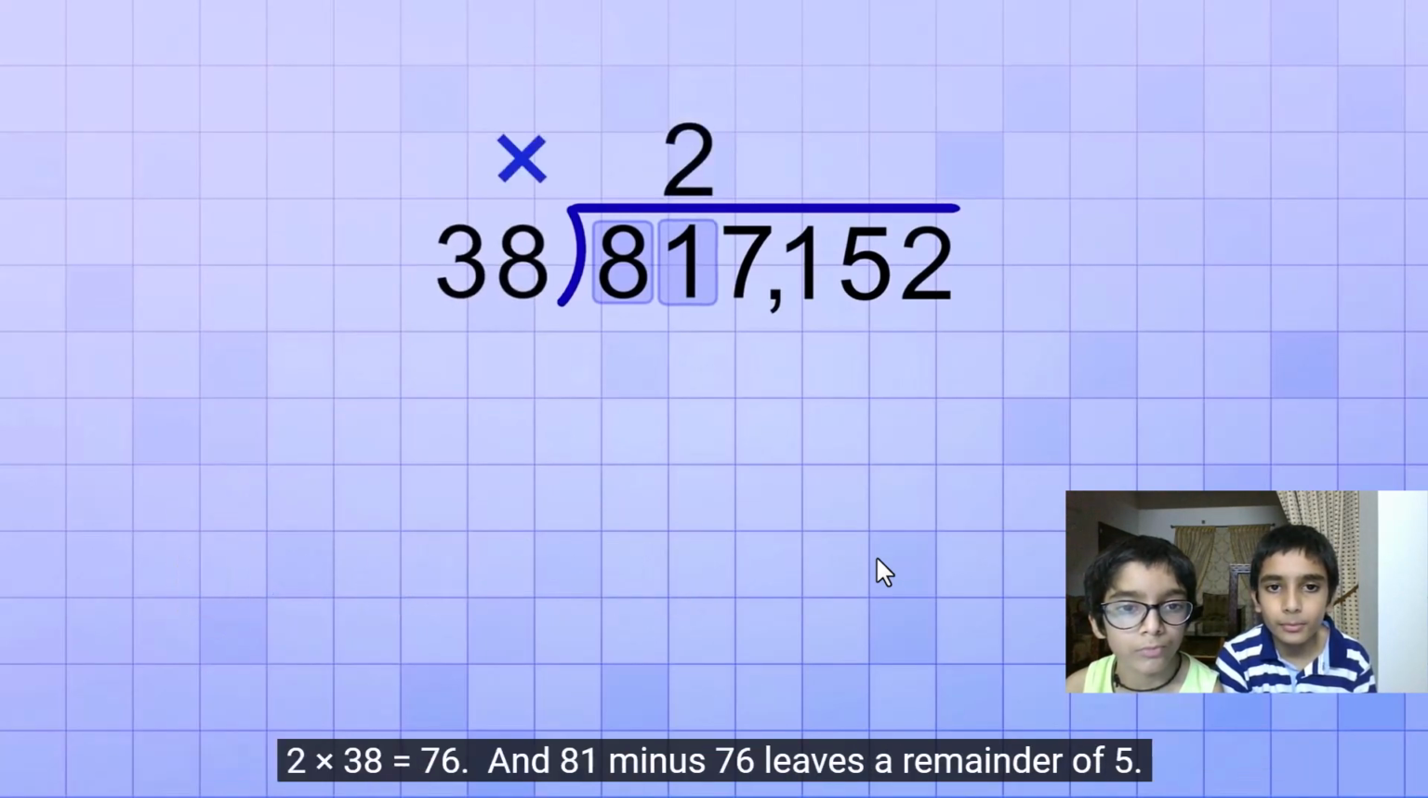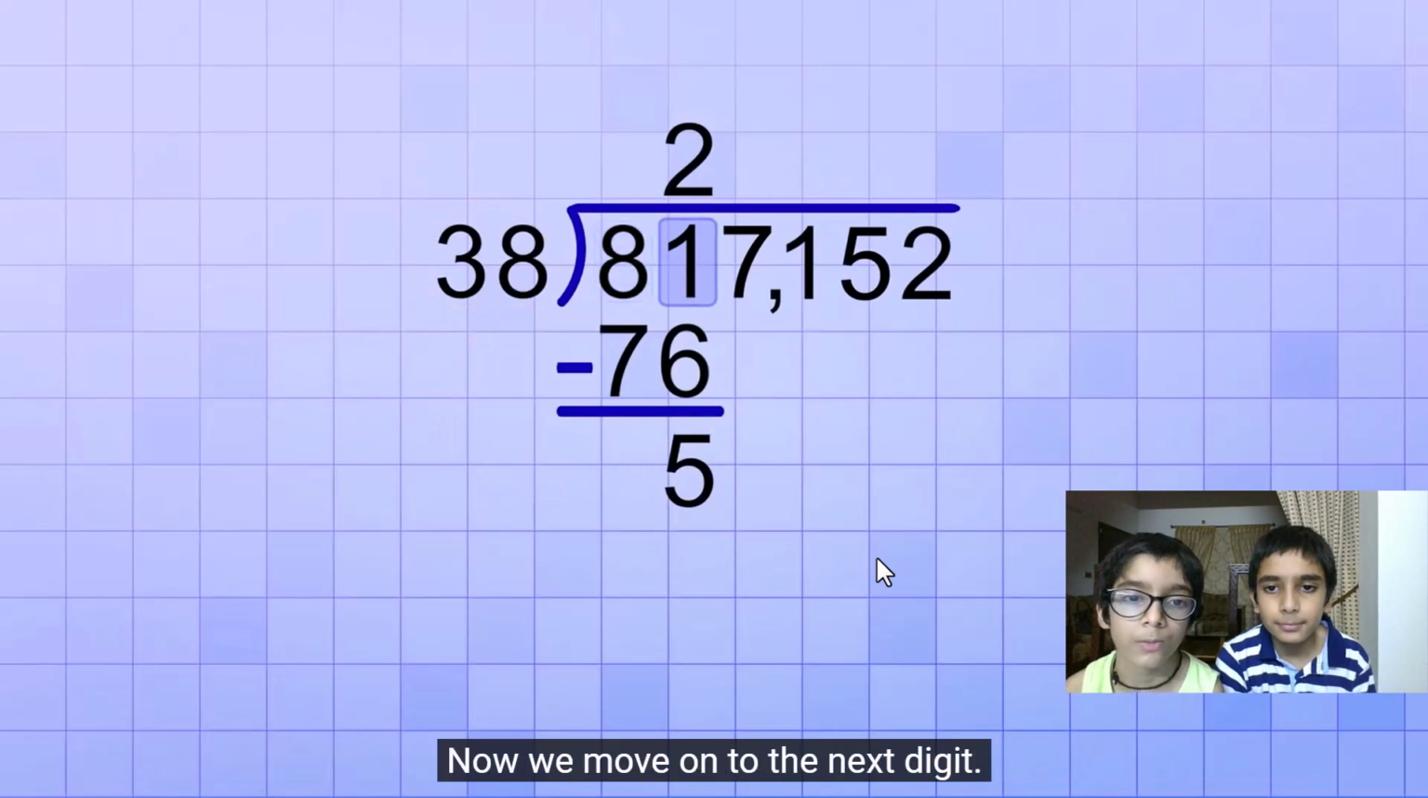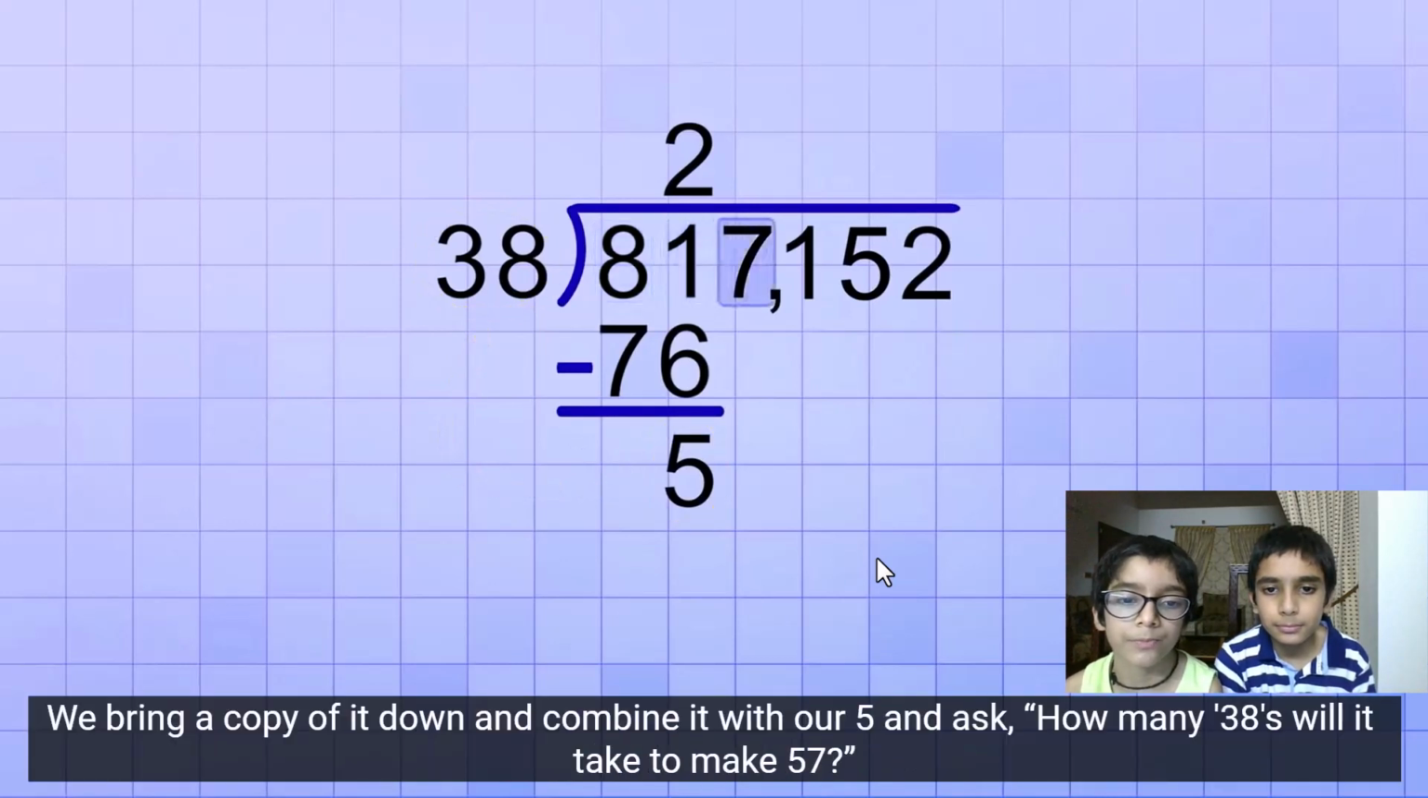2 times 38 equals 76. And 81 minus 76 leaves a remainder of 5. We know our estimate was just right because 5 is less than our divisor of 38. Now we move on to the next digit. We bring a copy of it down and combine it with our 5 and ask, how many 38s will it take to make 57? 1.